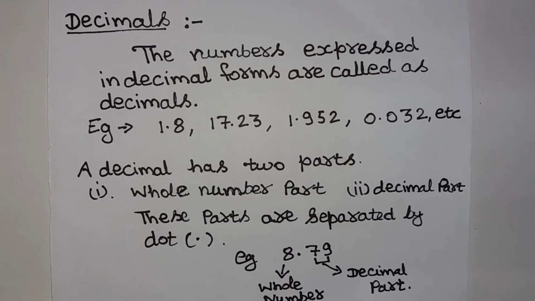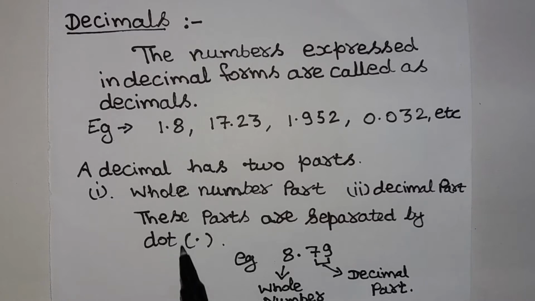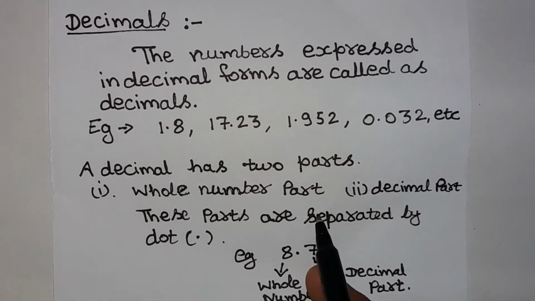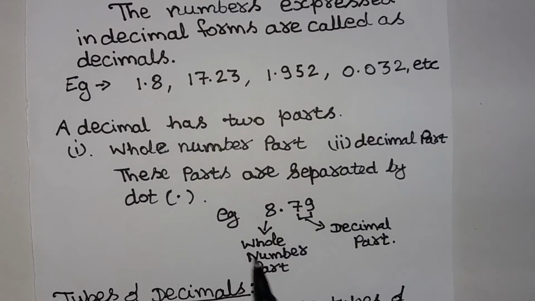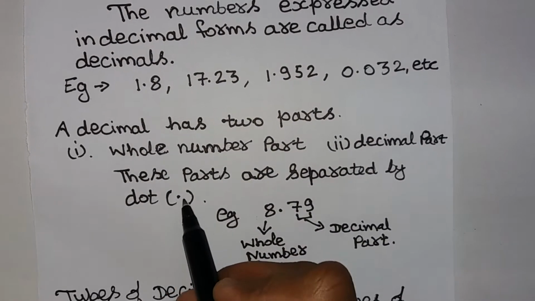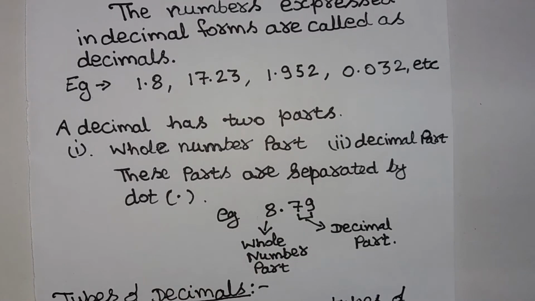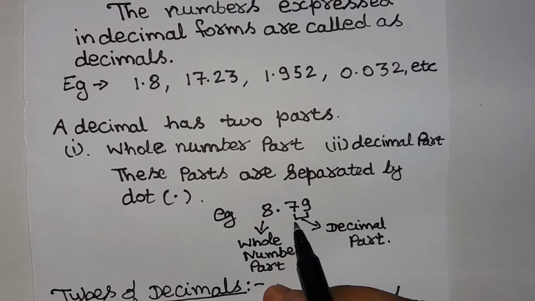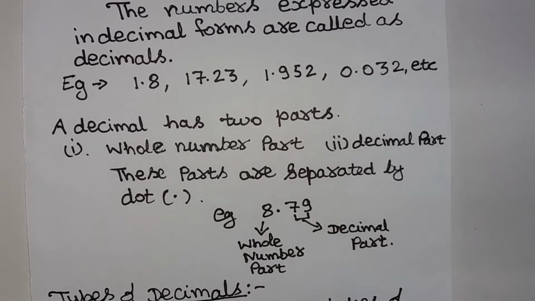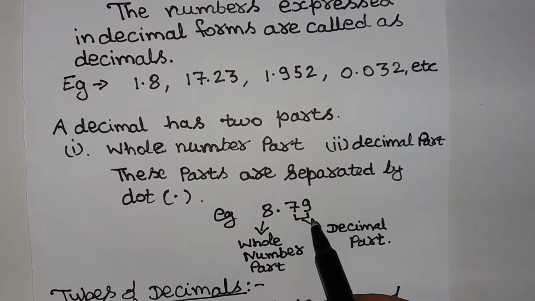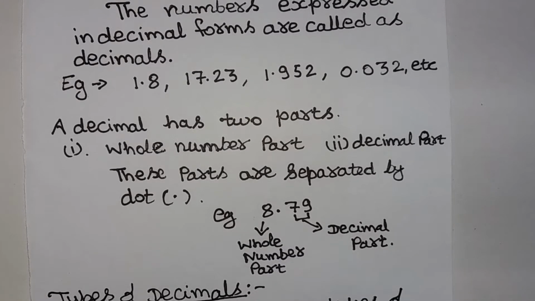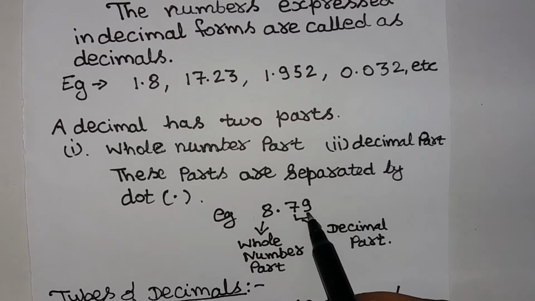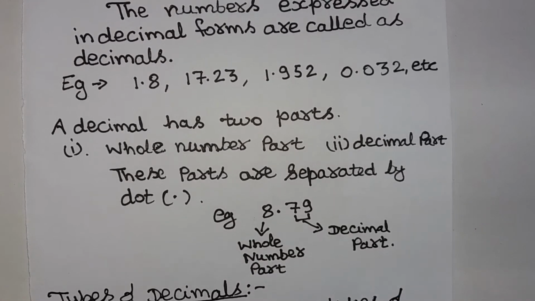A decimal has two parts. One is the whole number part and the other is the decimal part. These parts are separated by a dot. For example, if we write 8.79, here 8 is the whole number part and 79 is the decimal part. In this decimal part there are two digits, 7 and 9.